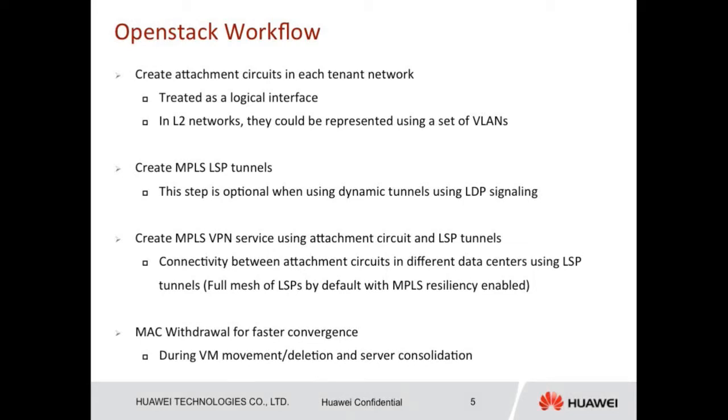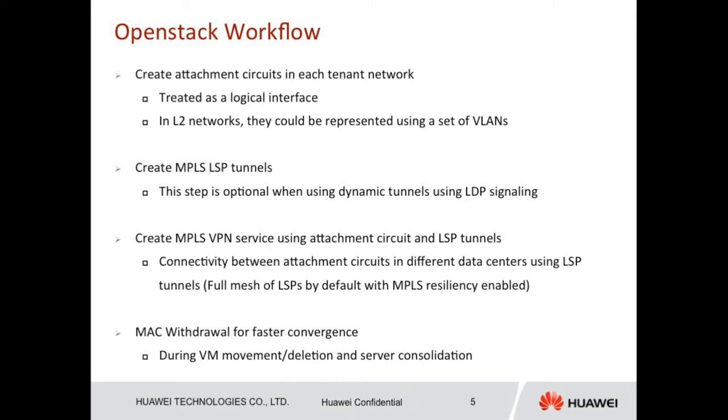How can we use it inside the OpenStack framework? We need to do the Neutron API extension to support this feature. And after providing the OpenStack extension API, the workflow would be like this. We would create attachment circuits in each tenant network, and the attachment circuit would be treated as a logical interface. In L2 networks, it could be represented using a set of VLANs, where different VLANs represent different tenants.